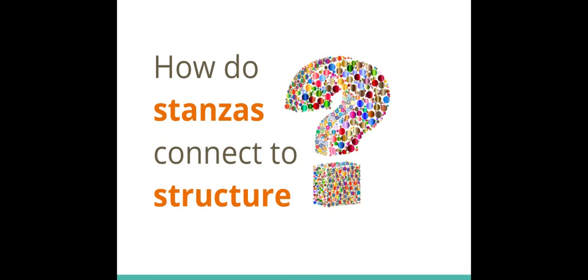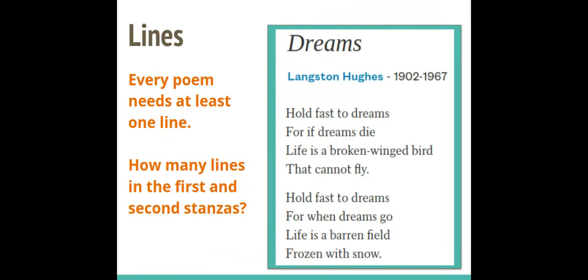So, how do stanzas connect to structure? All right, let's take a look at lines. Now, of course, every poem needs at least one line. Just to review very quickly, how many lines are in the first and second stanzas of our example poem, Dreams?